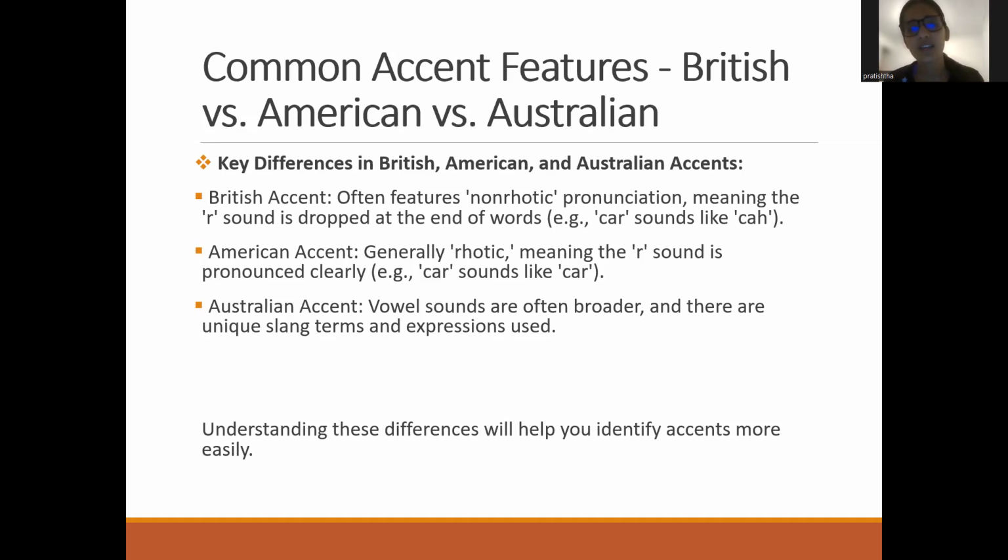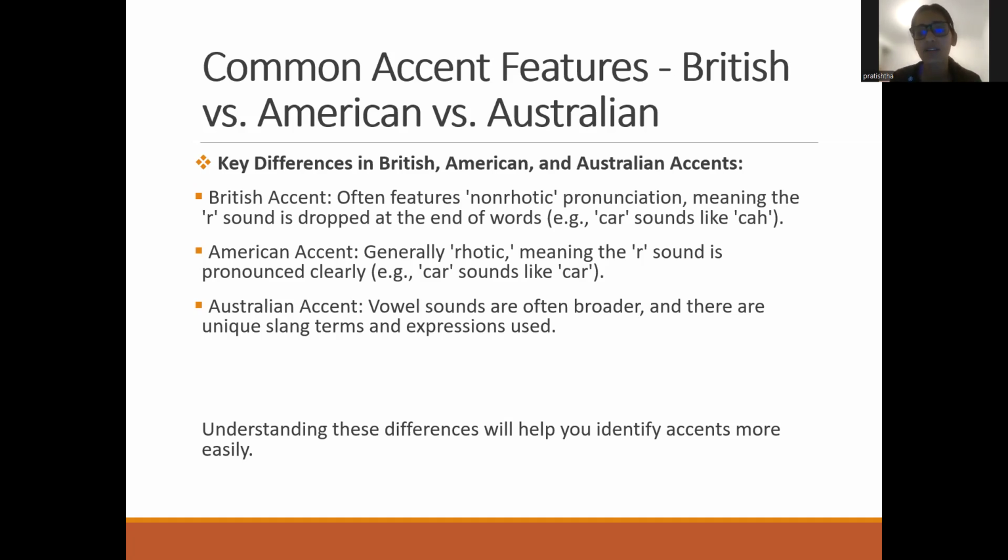So key differences are that the British accent has some different pronunciation. R is usually dropped at the end of the word, right? So for example, if you have car, it would sound like kah. The American accent usually has really rolled out sounds, right? It would be car, and they have very rolled out Rs.